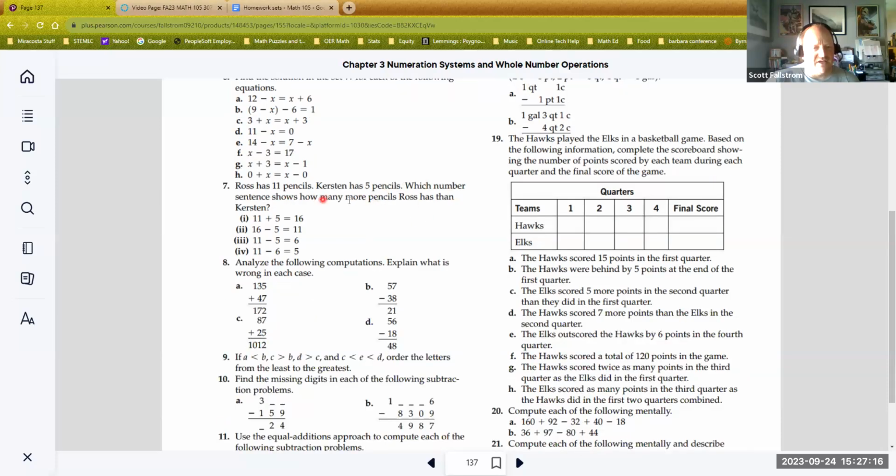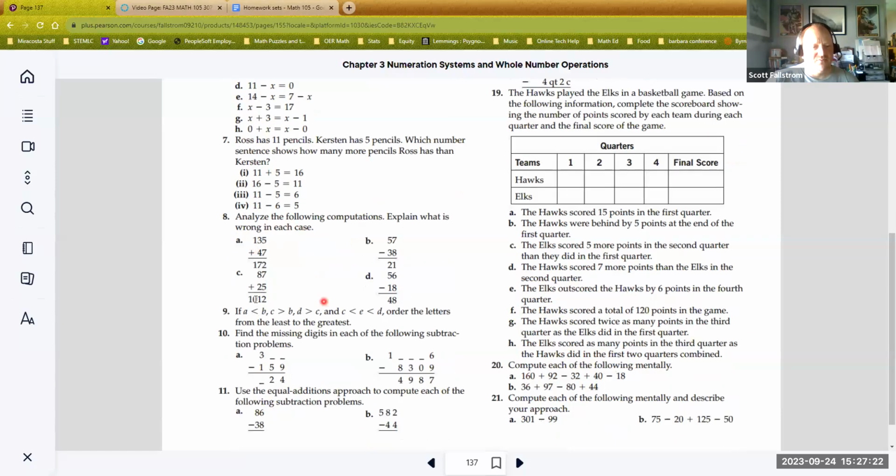Which number sentence shows how many more pencils Ross has than Kirsten? Okay. And 8, analyze the wrong computations. So something happened here. What'd they do? Right? B is probably the most common one, even for, I'm not going to lie, college students. Right? They look at this and they're like, yeah, the difference between 5 and 3 is 2. The difference between 7 and 8 is 1. So boom, 21.